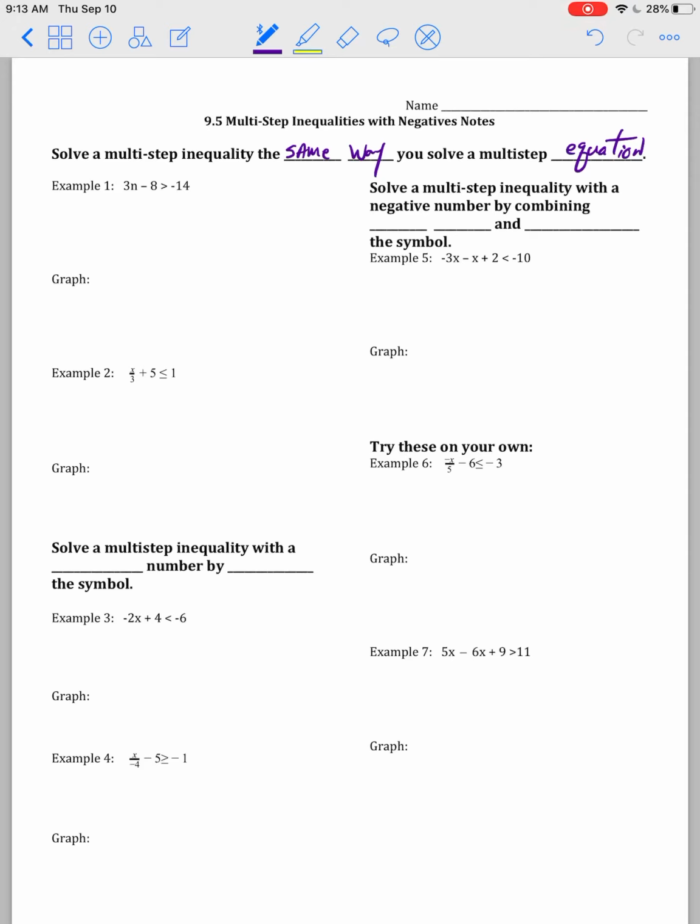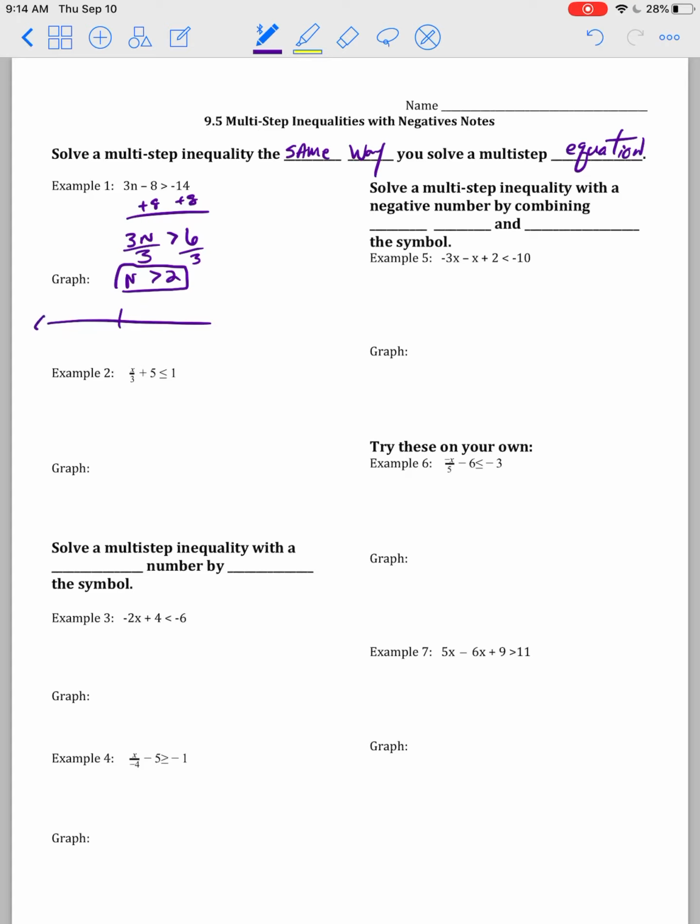So let's look at our example number 1. 3n minus 8 greater than negative 4. I'm going to add 8 to both sides. Negative 4 plus 8 is 6. I have 3n greater than 6. Divide both sides by 3. n is greater than 2.